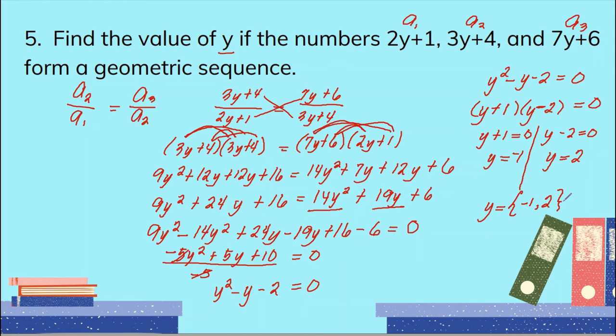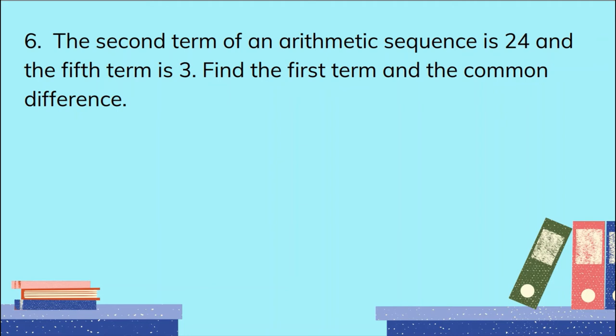Okay. Number 6, the second term of an arithmetic sequence is 24 and the fifth term is 3. Find the first term and the common difference.